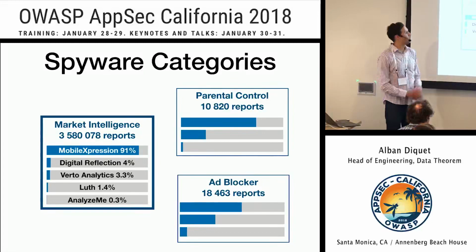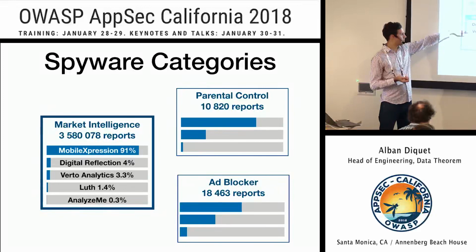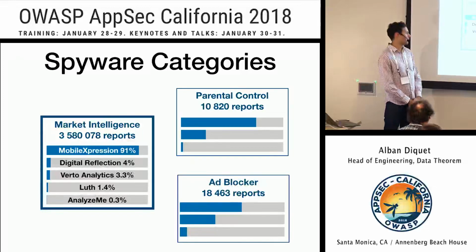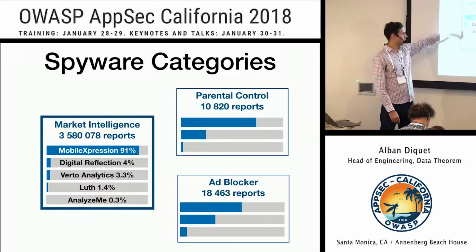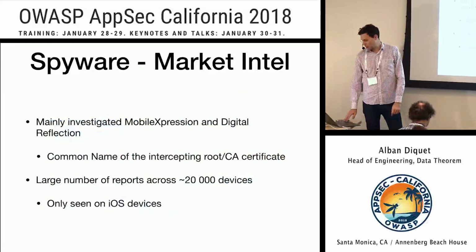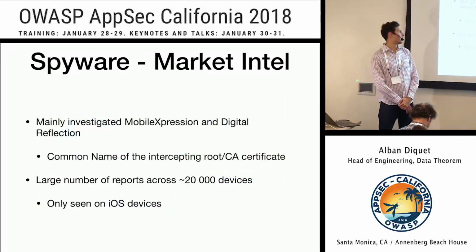It all started when we were getting reports, as always, and these are the names in the CA: mobile expression, digital reflection, and all these ones. But it's mainly one company called Mobile Expression, which I'll talk about, and then the next one, digital reflection, is actually the same company. So that's mainly who we looked at and investigated.